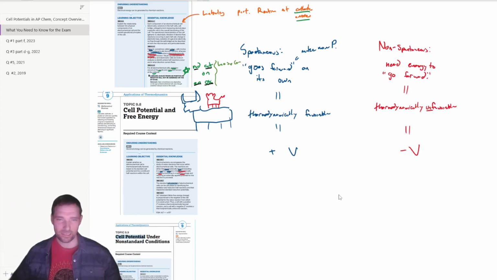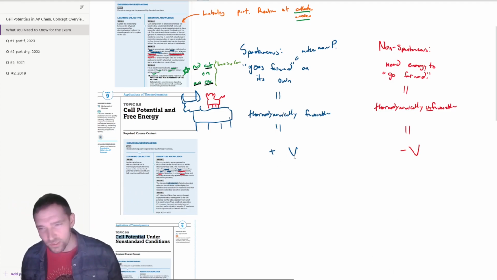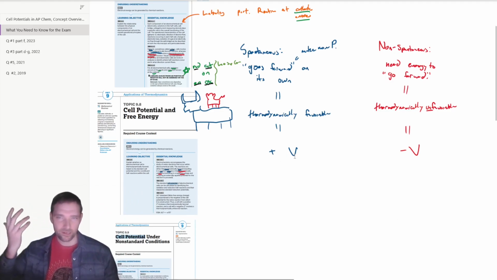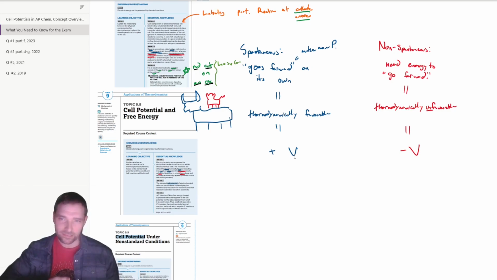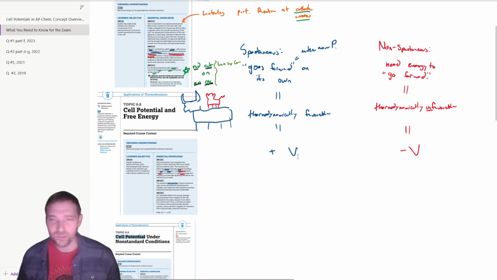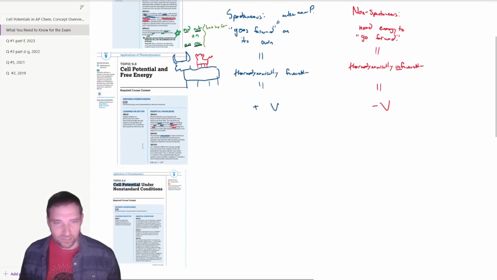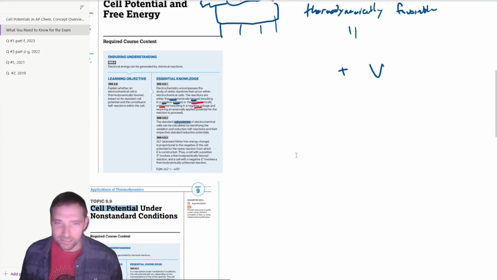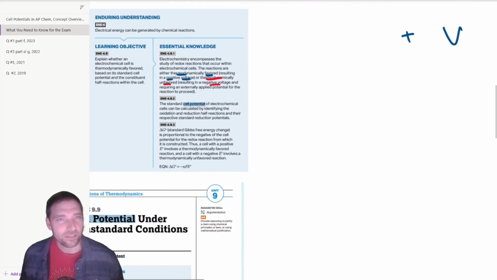And then you need to connect that in terms of the voltage, which is a bit weird because a lot of things are negative that are spontaneous in this AP chemistry course. So it's important to just really clarify that a positive voltage is spontaneous. And I'm going to jump down to this formula here, because this helps me remember this a little bit.